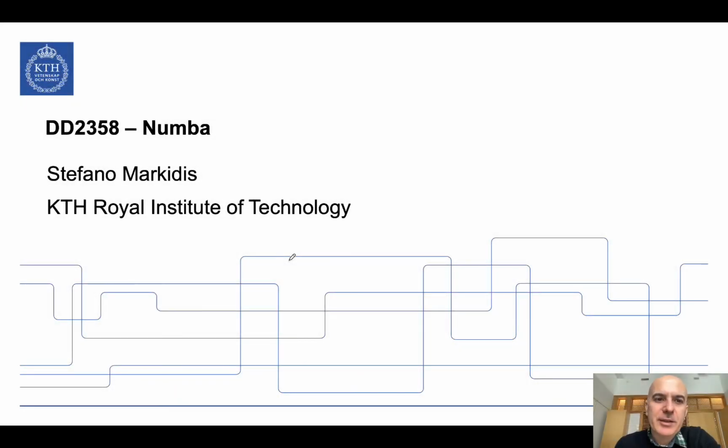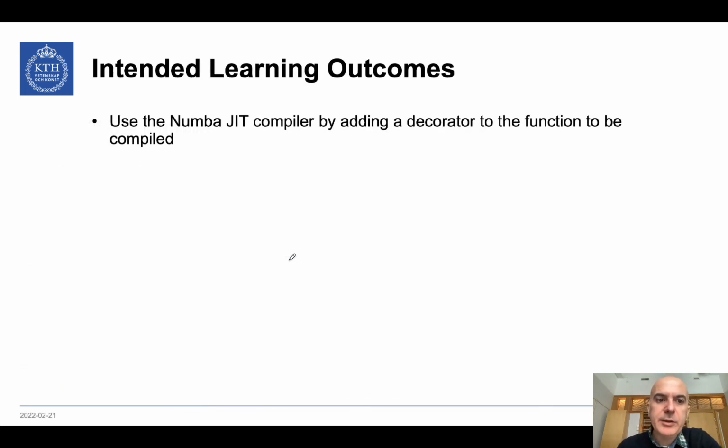Hi, welcome back. In this lecture, I want to introduce Numba, that is a JIT compiler for Python codes. By the end of this lecture, we'll be able to use the Numba JIT compiler by simply adding a decorator to a function that we want to compile.